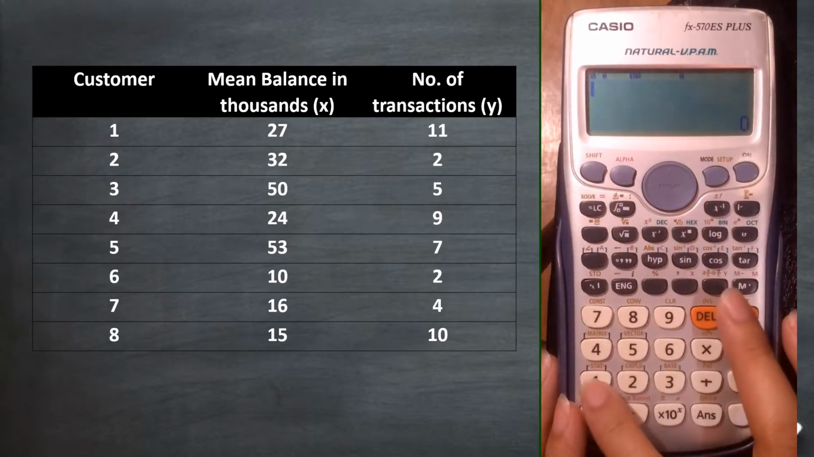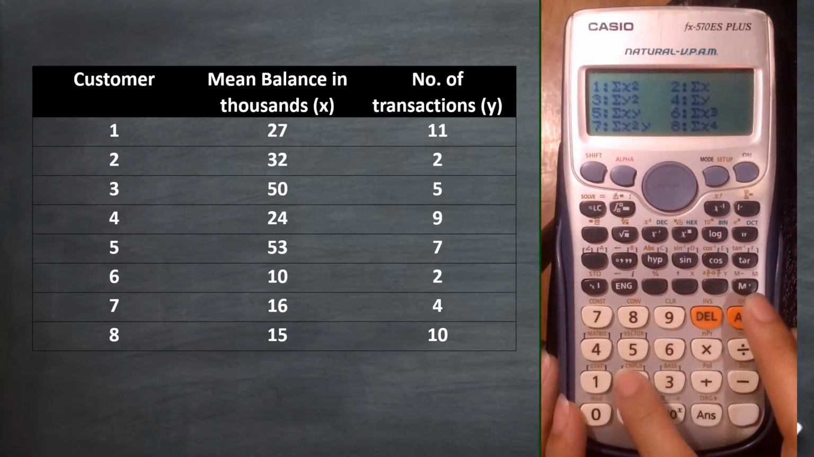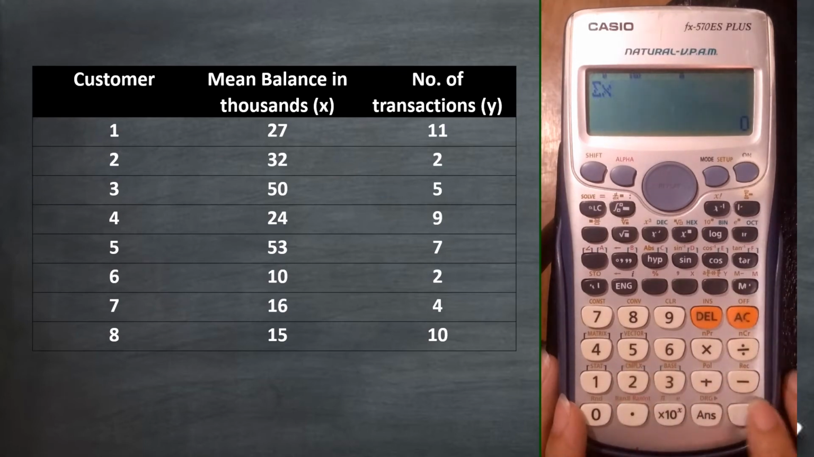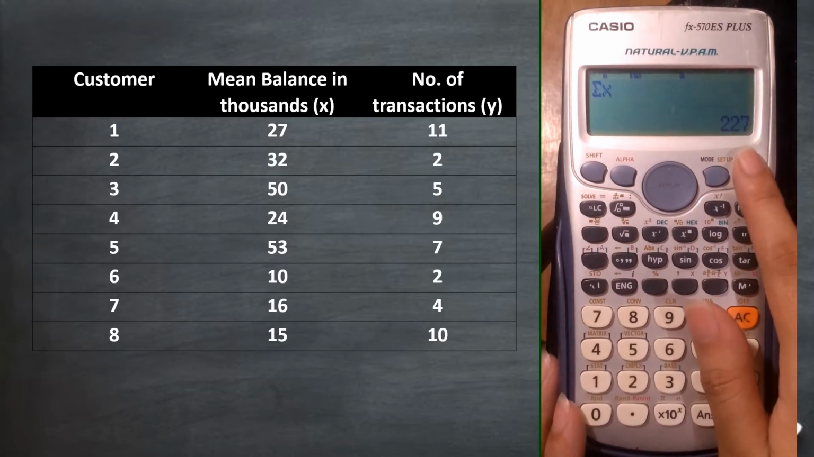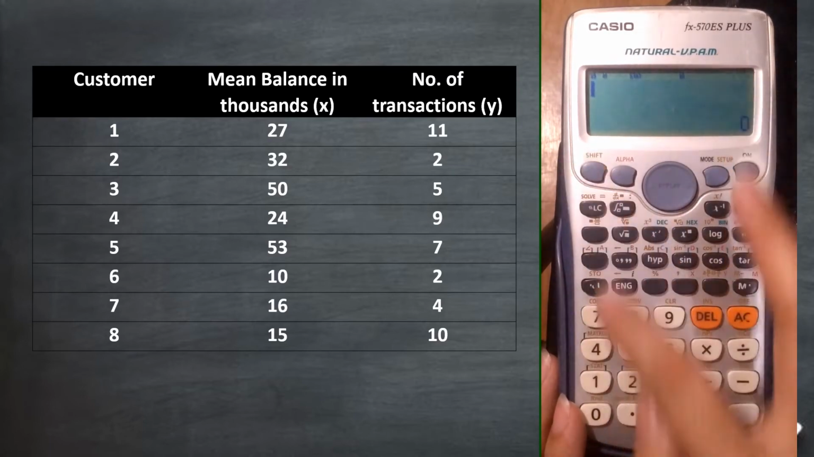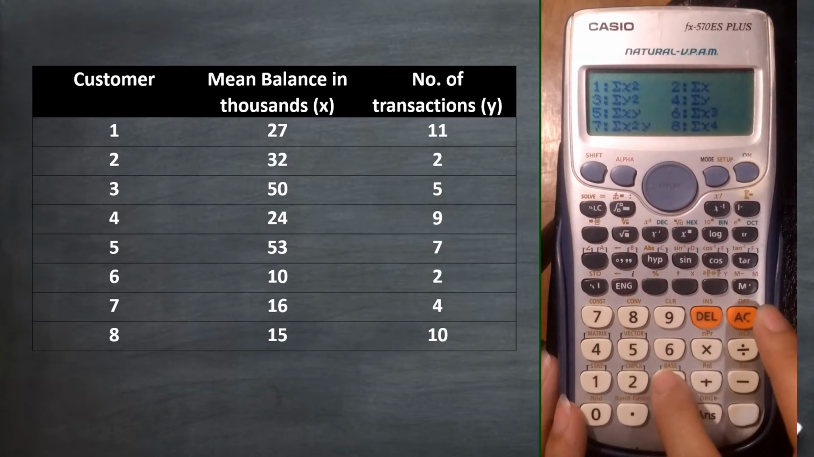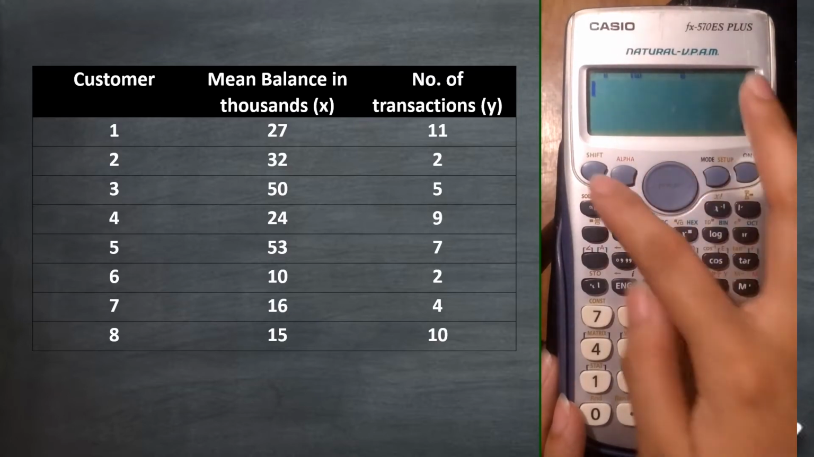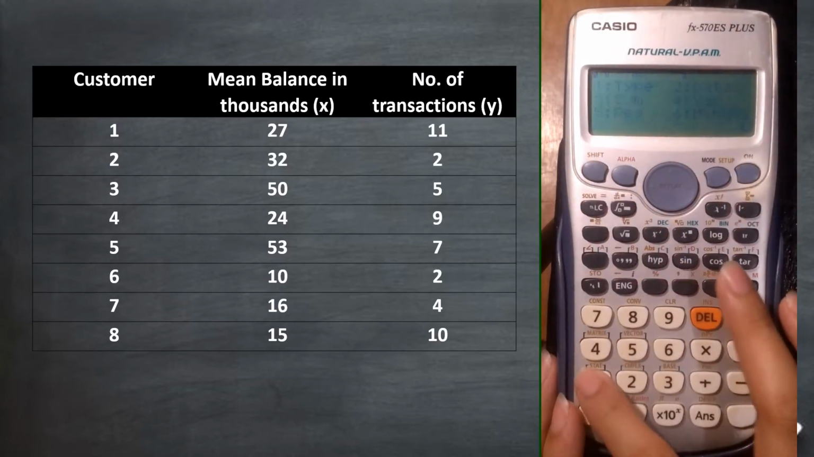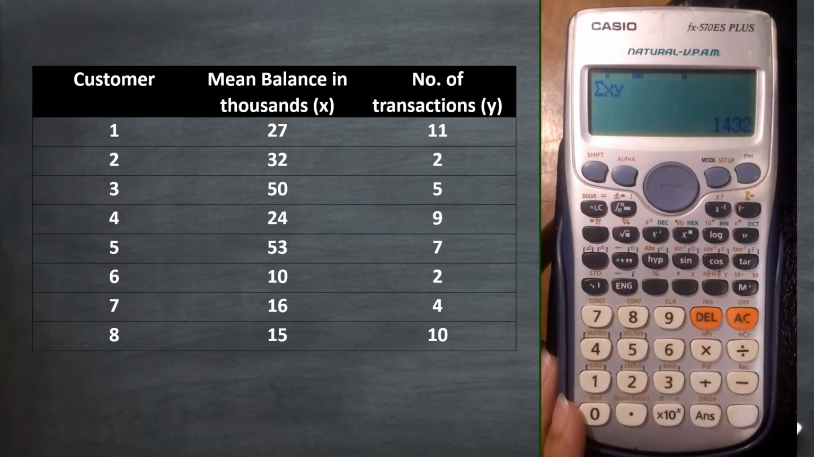So shift, stat, sum. Let's get the summation of x first. Equal sign. This is the value for the summation of x. Next, value for the summation of y. Shift, stat, sum, then 4 equal sign. This is the value for the summation of y. Next, summation of xy. Shift, stat, sum, summation of xy equal sign.